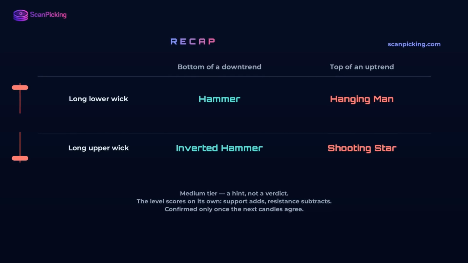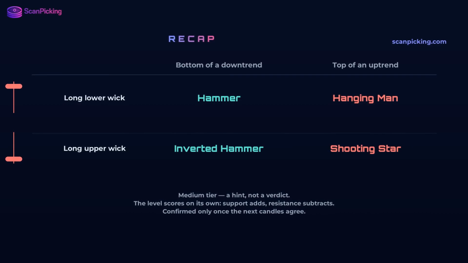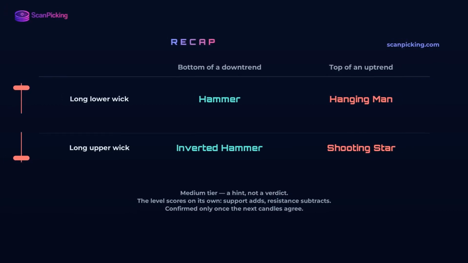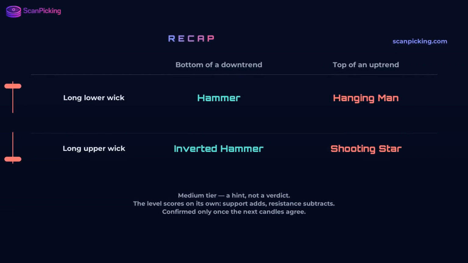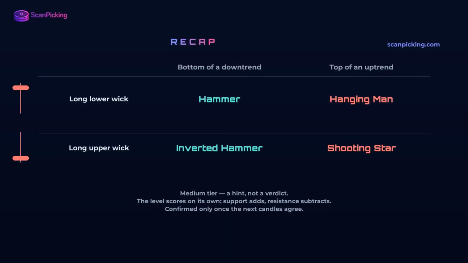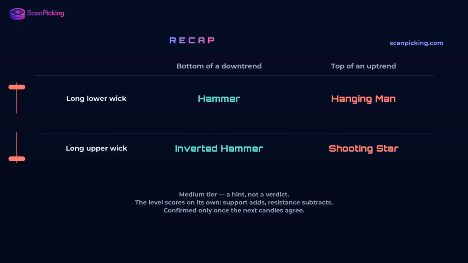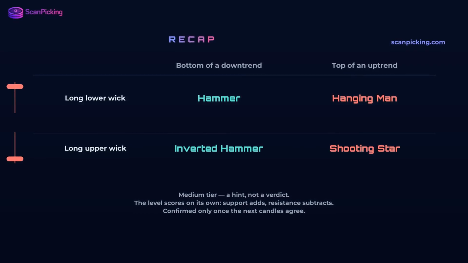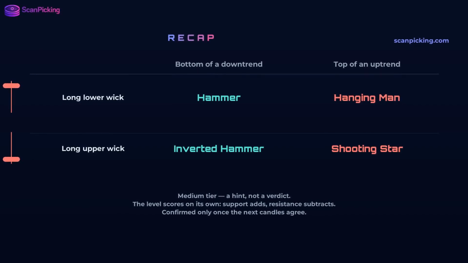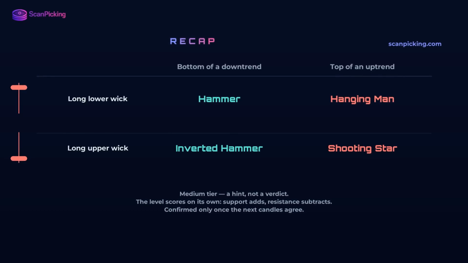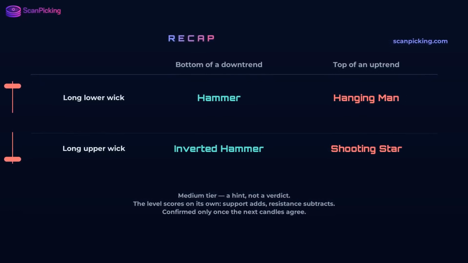For patterns, one rule. Long lower wick, hammer at the bottom, hanging man at the top. Long upper wick, inverted hammer at the bottom, shooting star at the top. All 4 sit in the medium tier, a hint, not a verdict. And the level the candle lands on counts on its own, it adds to the technical score above a support, and takes away under a resistance. Nothing is confirmed until the candles that follow agree. Until then it stays a hypothesis.